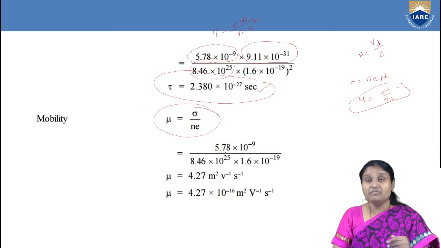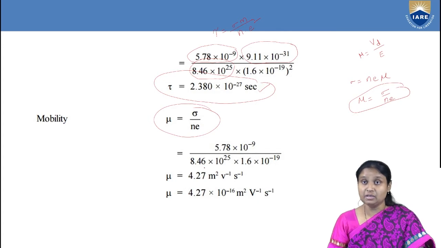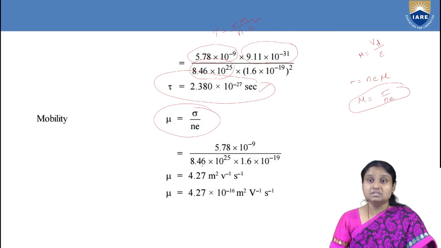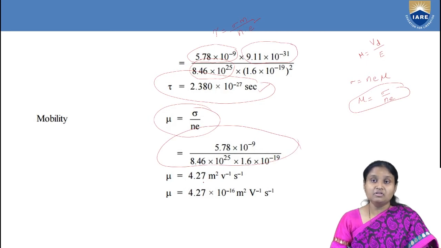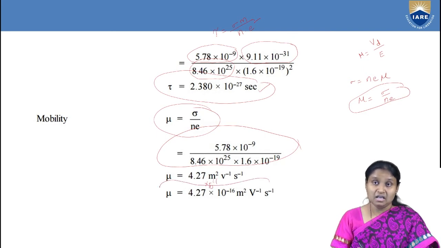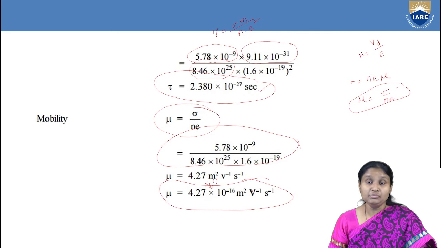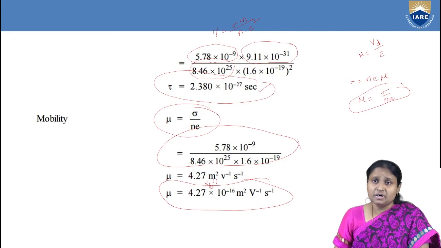So here we already have the value of conductivity, which is 1.78 into 10 power of minus 9, divided by carrier concentration 8.46 into 10 power of 25, into the charge, 1.6 into 10 power of minus 19. Once we simplify, the value of mobility comes out to be 4.27 into 10 to the power of minus 16. And coming to units, the unit for mobility is meter square per volt second.